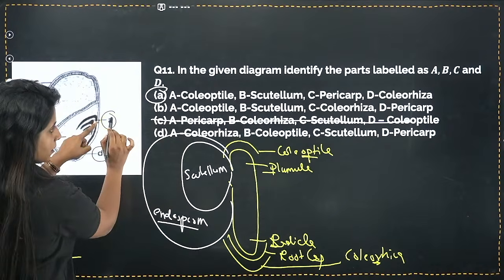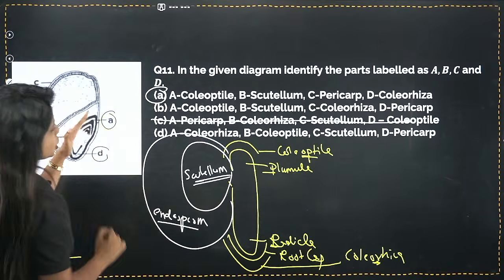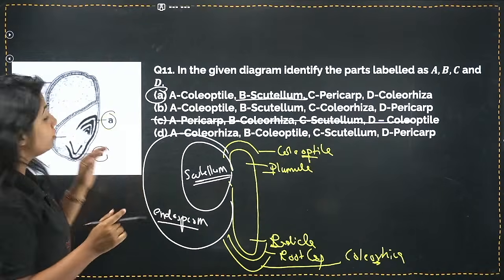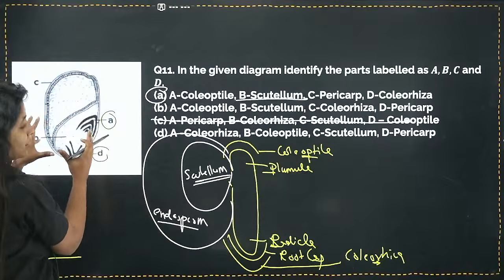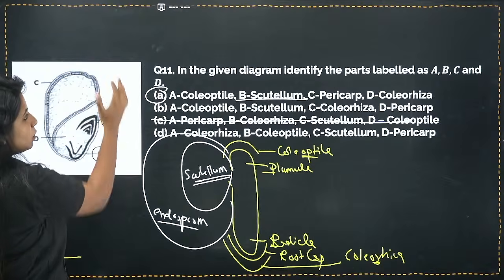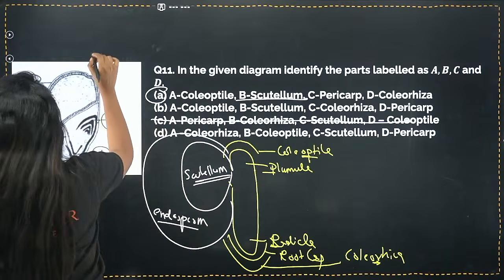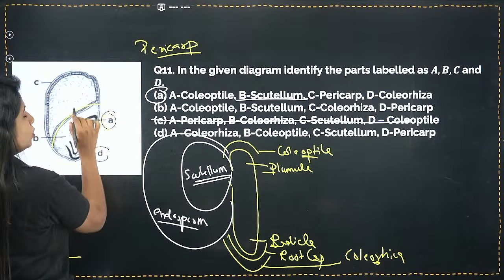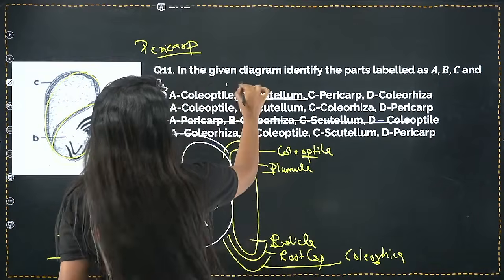So over here, A is coleoptile, D is coleorhiza. What is B? B is on one side. It is going to be scutellum. Now what is C? Sometimes we think it is endosperm, but you need to understand they are pointing towards the outer surface. This is basically a seed inside the ovary. The wall of the ovary is known as pericarp. So you have the ovule inside the ovary, and the ovary wall is known as pericarp, which is why your answer for this question is going to be A.